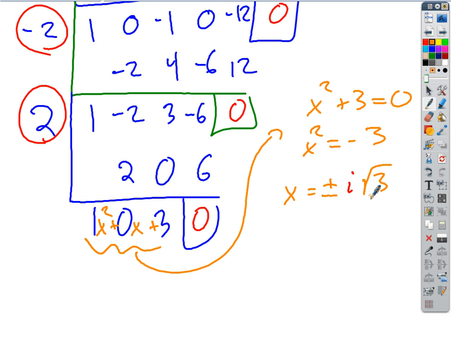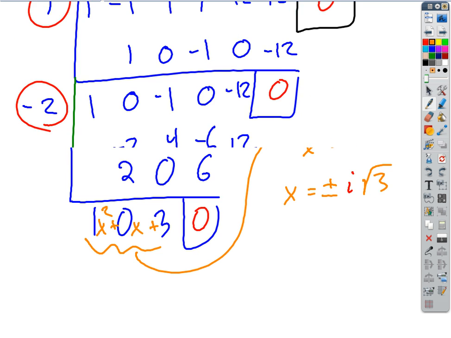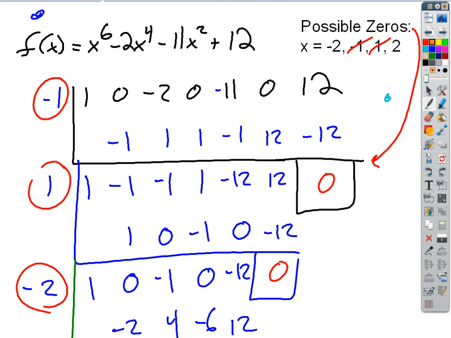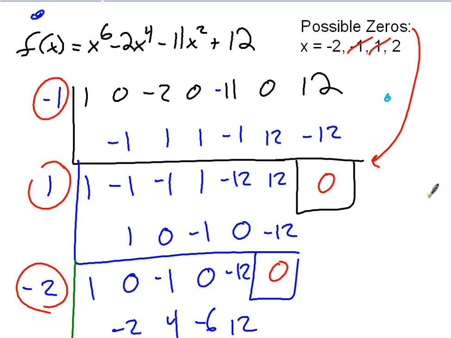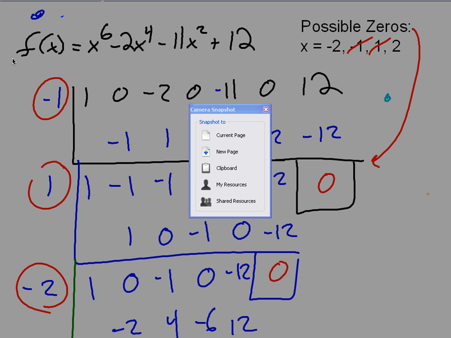Now, I'm not going to spend a lot of time on this rule, but here's the rule. If I take this polynomial and I want to know what the possible fractional or rational zeros are, here's how you can always find out. This is called the rational root theorem.